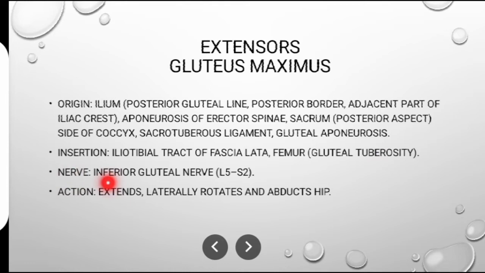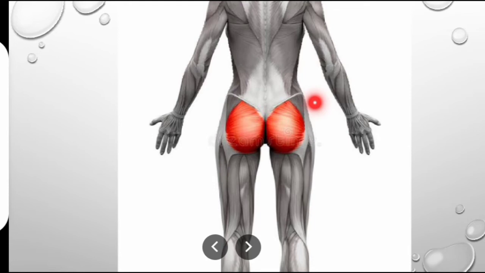Nerve supply: inferior gluteal nerve. Action: involved in hip extension and lateral rotation and abduction of the hip. It is involved in hip extension, lateral rotation and abduction of the hip.